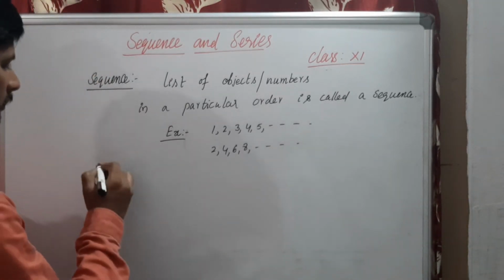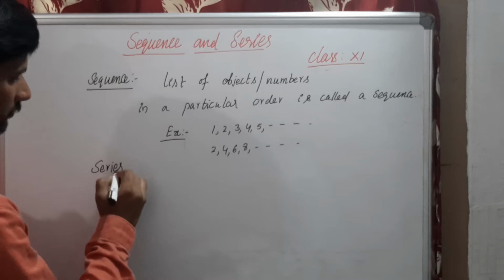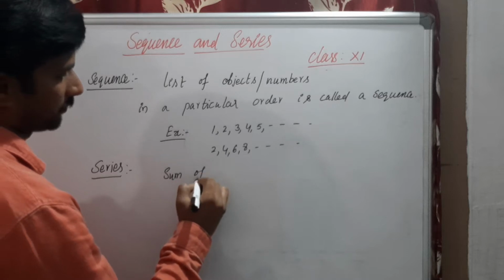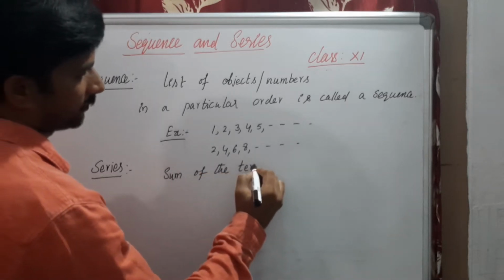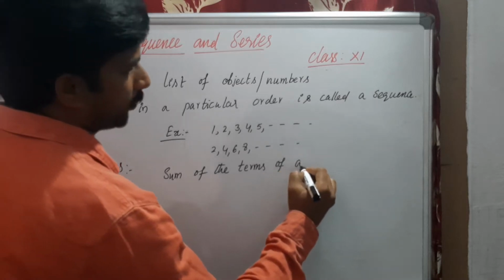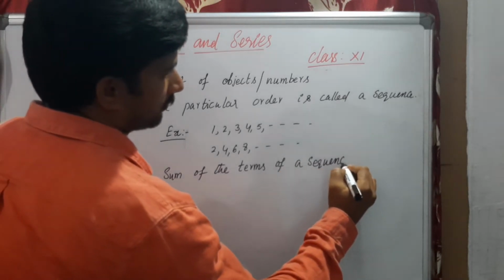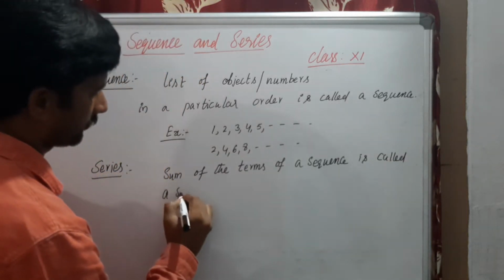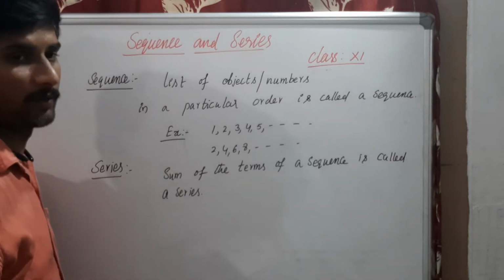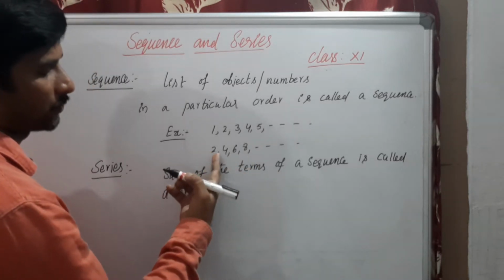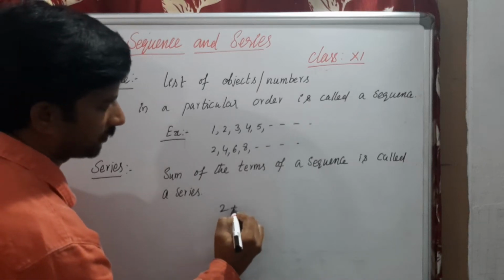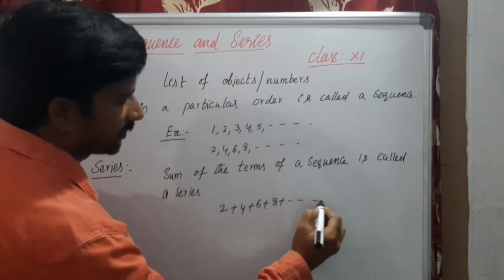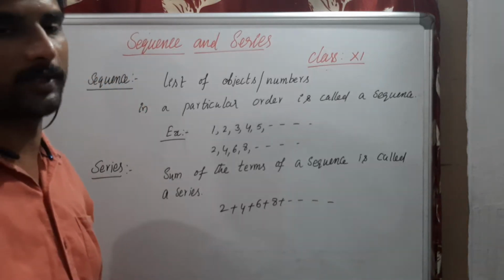Next one is series. Sum of the terms of a sequence is called a series. So if you take one sequence 2, 4, 6, 8 and so on, the sum of the terms of the sequence, 2 plus 4 plus 6 plus 8 plus and so on, is called a series.